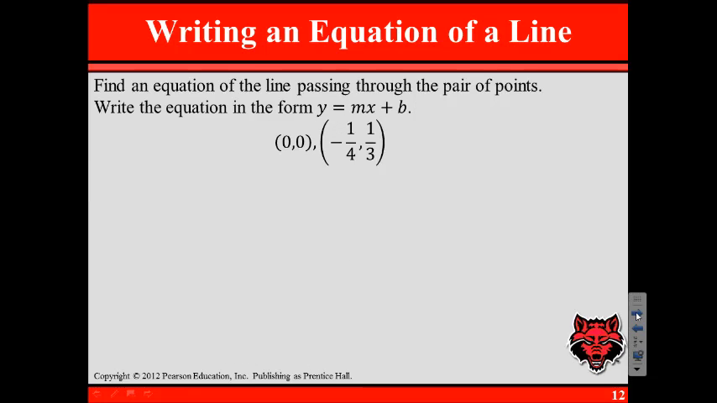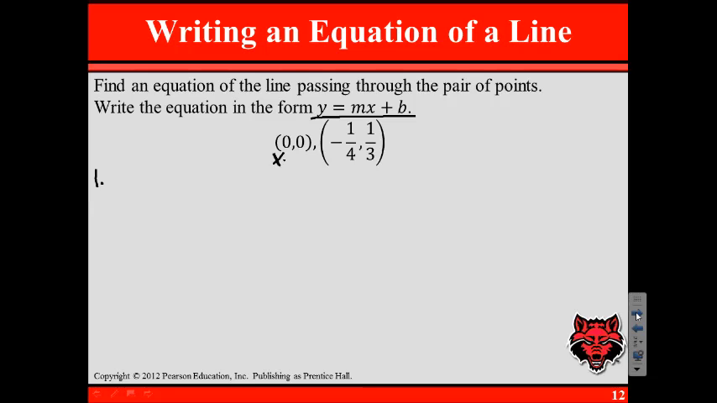Let's try another example. Again, we are given 2 points, and we want to find an equation that passes through those 2 points. And in this example, we will write that in slope-intercept form, y equals mx plus b at the end. Right now, it doesn't matter what equation we want at the end. First, we need the information necessary to get started. And so we need the slope. Again, the first step is to find the slope.